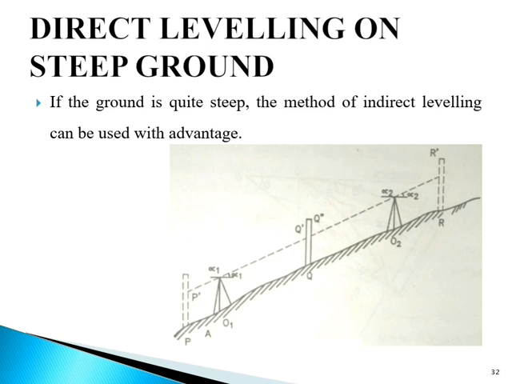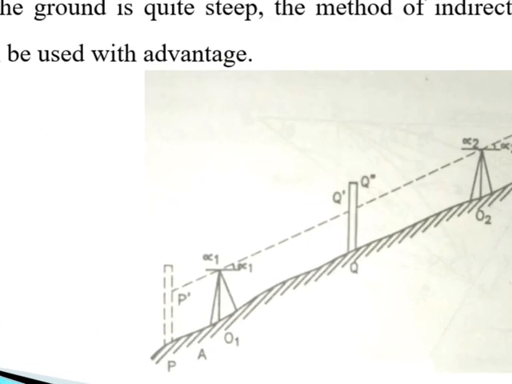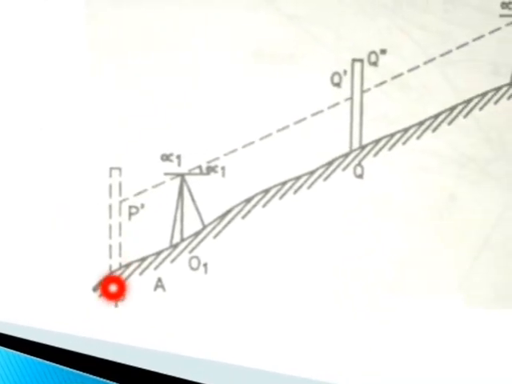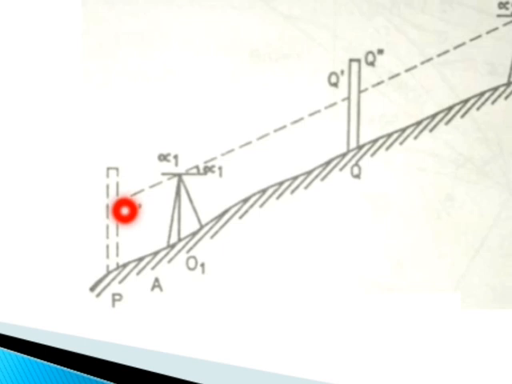Next take a backsight, say PP dash, on the staff held at point P, and also measure the vertical angle alpha 1 at P dash. Next determine the RL of P dash: RL of P dash is equal to RL of P plus PP dash. Next take a foresight.